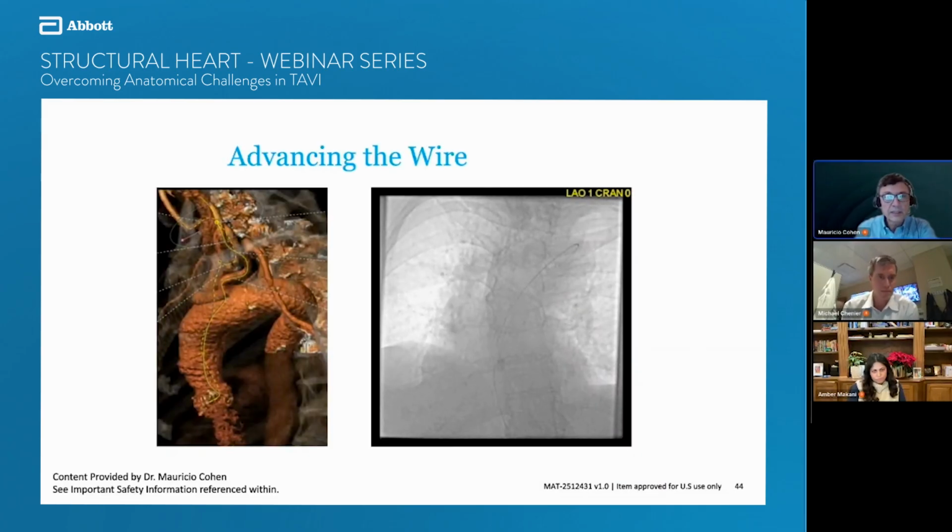So that's again a picture of that angulation, and you can see, when we advance the wire, how steep that angle is. So we planned this case as a routine case: go with the inline sheath, pre-dilate. So let's move forward.